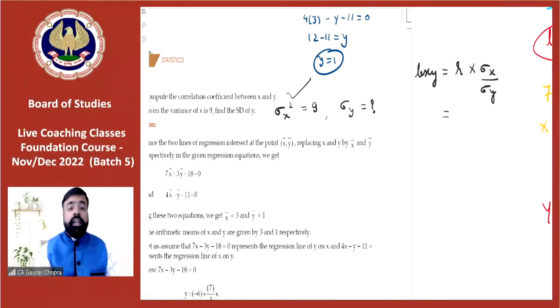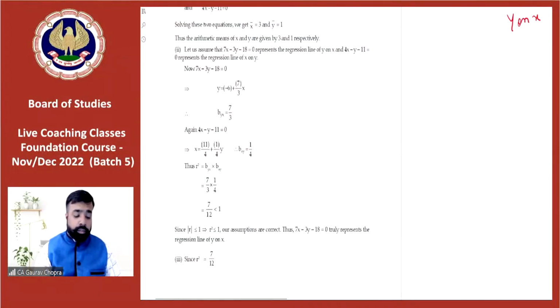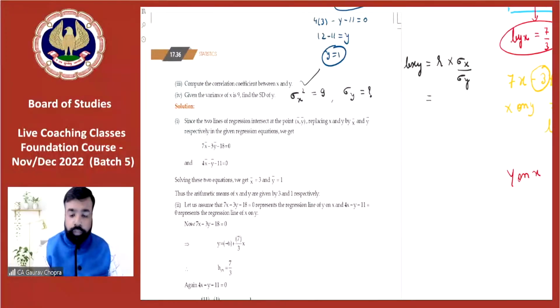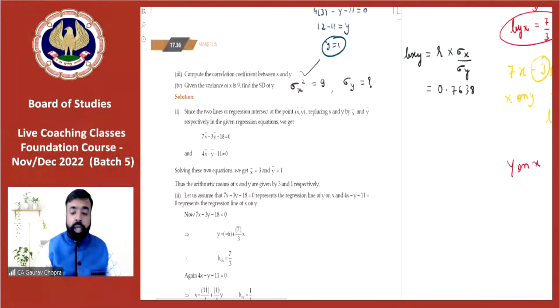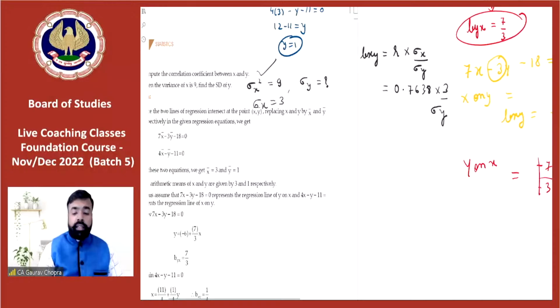Now what is r? We had computed. r was 7 by 12 under root, and in decimal it is 0.7638. Now sigma of x: since variance is 9, the standard deviation will be 3. So multiply by 3 divided by sigma y, and bxy we can write here.